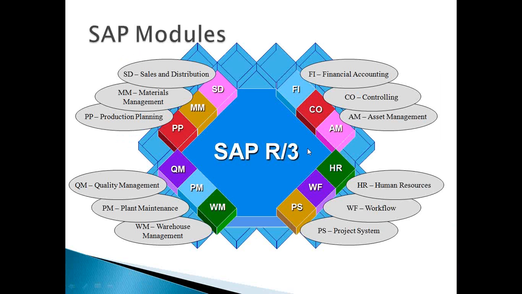So these are the different modules of SAP R3. Only the important modules are highlighted here, but in real time there will be other modules too. It varies from organization to organization depending on the requirement. The most common modules are sales and distribution, material management, production planning, QM, PM, WM, FI, CO, asset management, HR, workflow, and project system. So these cover different areas of an organization. That's it.